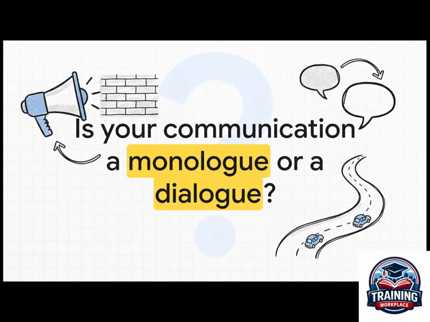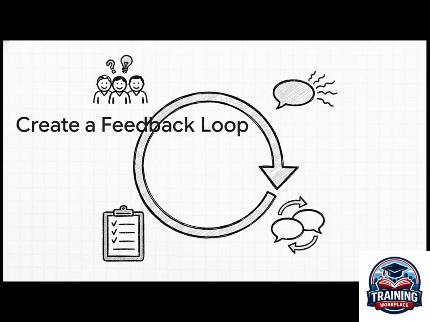If you're just broadcasting information without ever checking for understanding, you're just delivering a monologue. Effective communication is always a dialogue. It's got to be a two-way street. So how do you create that dialogue? Well, it starts by changing your questions. Instead of saying, "Does that make sense?" which almost always gets a simple yes, ask open-ended questions like, "What are your thoughts on how we should approach this?" Paraphrase to confirm you're on the same page. After a meeting, send a quick summary with clear action items. And maybe most importantly, create a culture where people feel psychologically safe to actually ask questions.